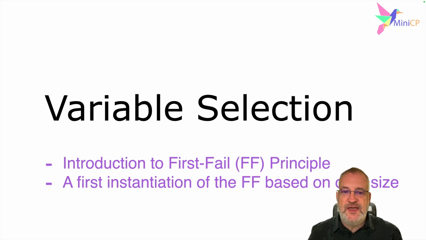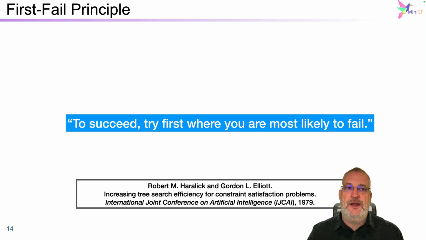Now it's time to look at the first heuristic, and this is all about variable selection. In particular, we're going to look at a principle known as the first fail principle and how we can instantiate it with something quite simple as a heuristic, which is the domain size. So let's go.